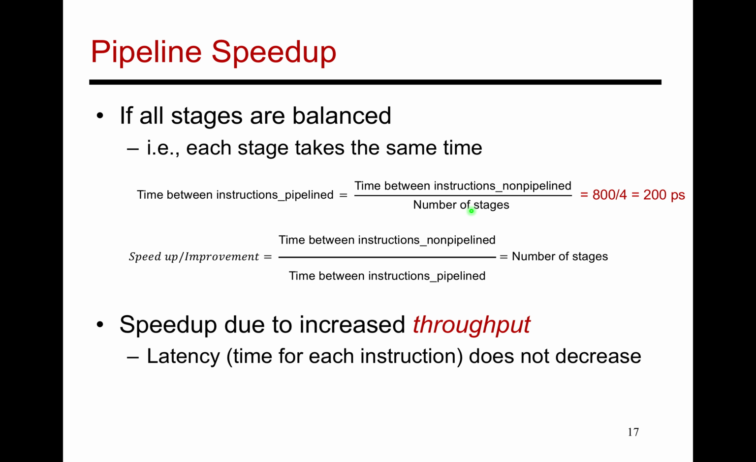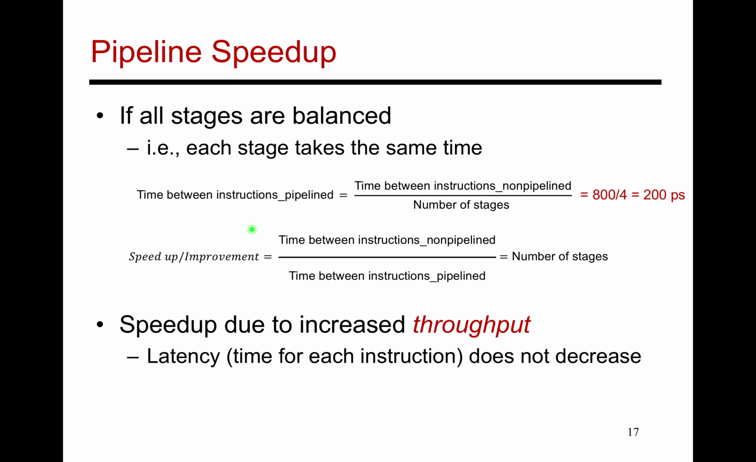So if you divide the total time by number of stages, that gives you the time per stage. So in our case, we have the time of non-pipelined as 800 picoseconds. Number of stages is 4. Again, remember that register read and write happen in the same resource and in the same complete cycle, but they happen during different half cycles. So we get 200 picoseconds as the time for completion of instructions, or time between instructions, in the case of the pipelined operations.